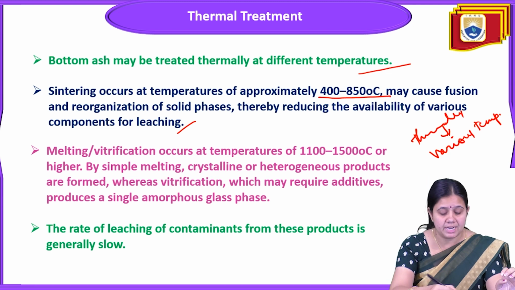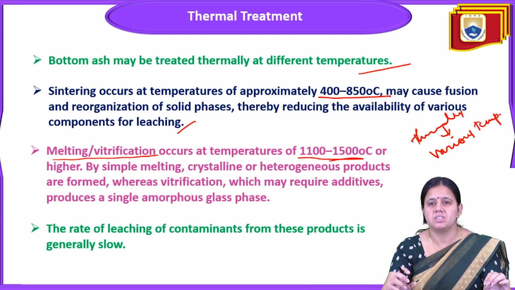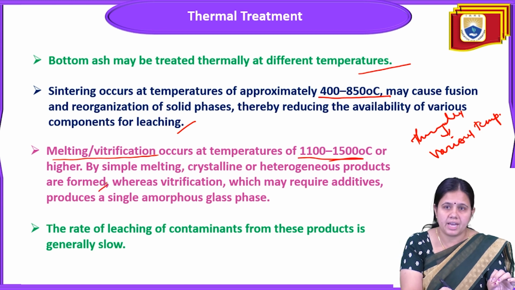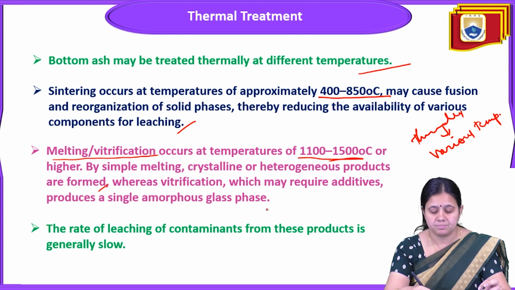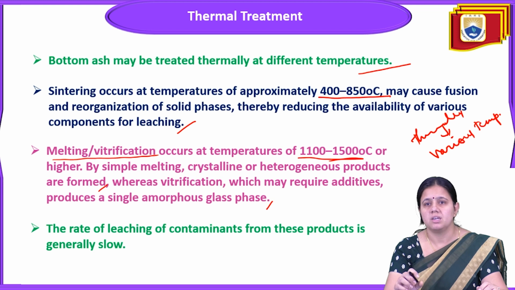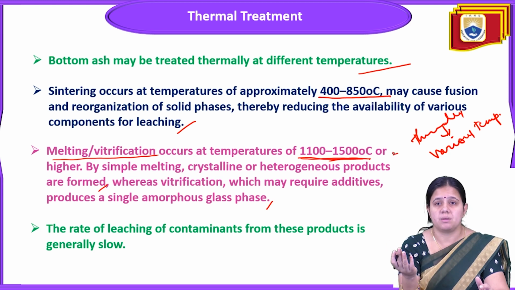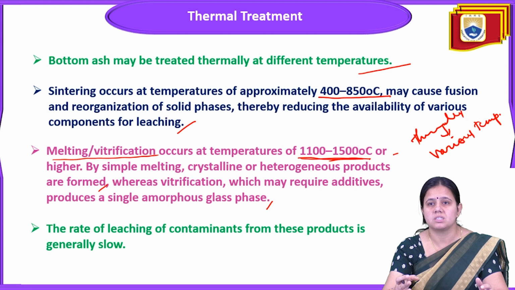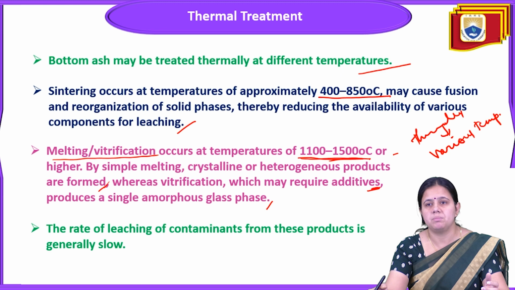The next point is melting and vitrification. It occurs at a temperature of 1100 to 1500 degrees Celsius, sometimes more. During simple melting, crystalline and heterogeneous products are formed, whereas vitrification may require additives and produces a single amorphous glass phase. The rate of leaching of contaminants from these products is generally slow.